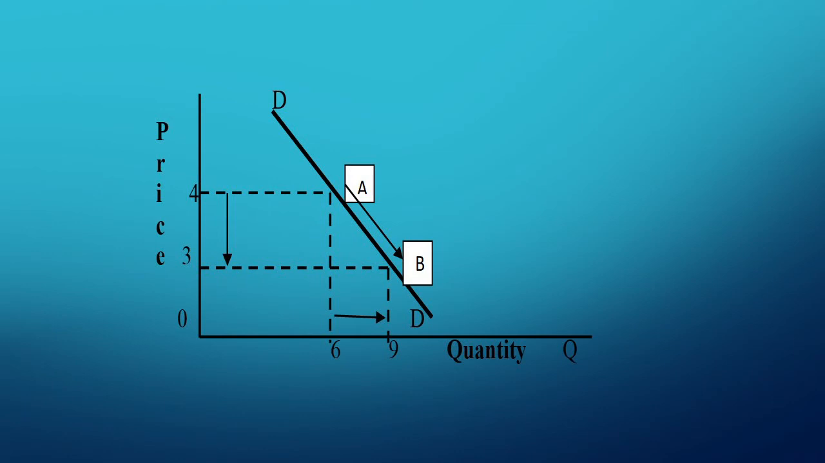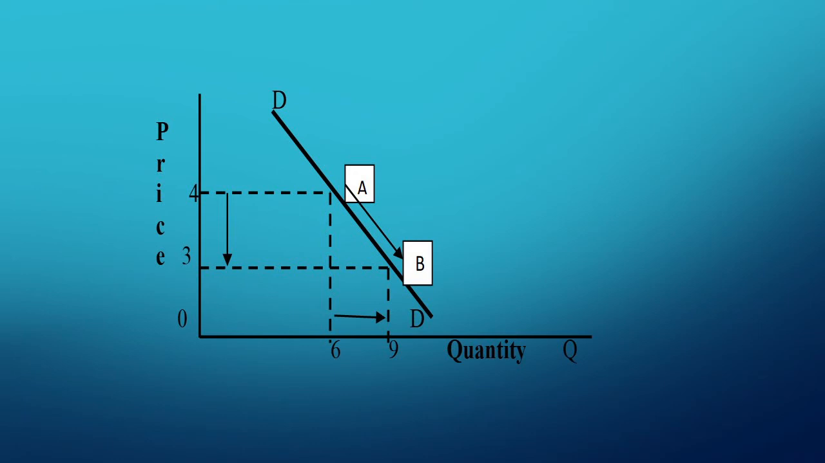So as we can see there, we will say that the quantity demanded has increased from 6 to 9. We have to use the words quantity demanded to differentiate this type of action from a shift in the demand curve.